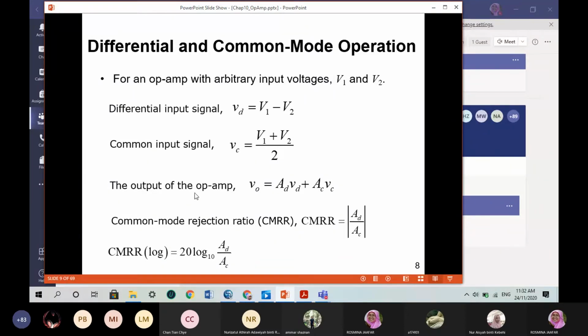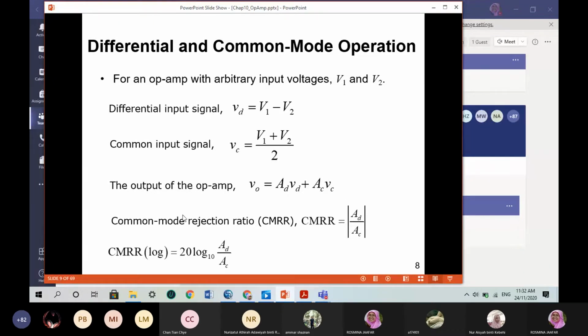But at the output of the op-amp, Vo is going to be the voltage due to the differential input and also the voltage due to the common mode signal. Therefore, Vo is the differential gain times Vd, plus the gain due to the common mode arrangement multiplied with the common mode voltage.